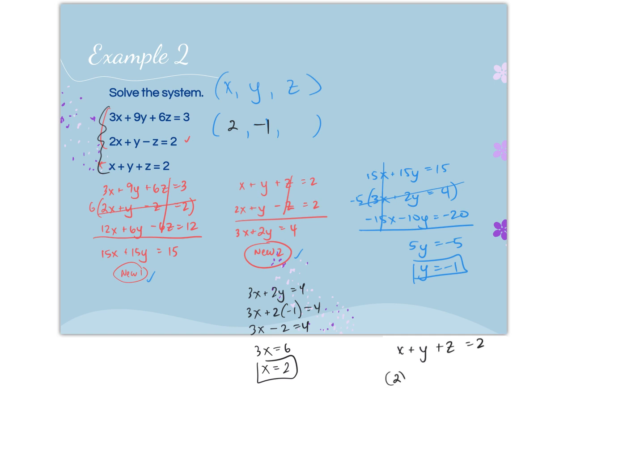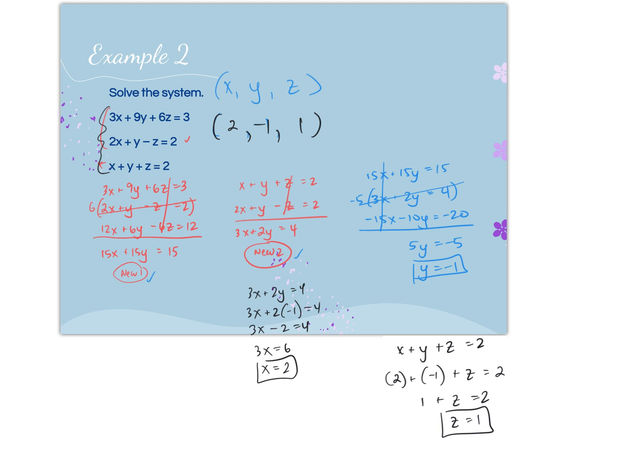X is 2. Y is negative 1. I've got z, which is unknown, and it equals 2. So 2 plus negative 1 is 1, plus z equals 2. Subtract 1 from both sides, and z equals 1. And there's my solution: 2, negative 1, and 1.